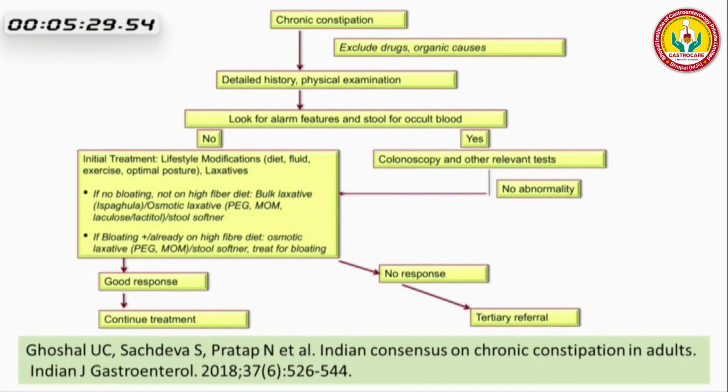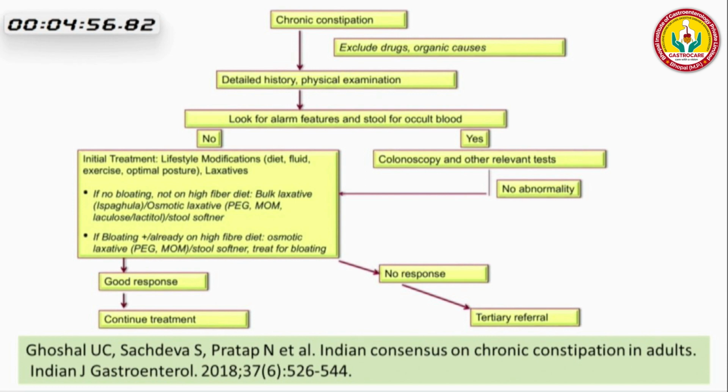Once we have diagnosed that the patient has chronic constipation and there are no alarm features and stool for occult blood is negative, then these patients can safely be started on laxatives. If patient has bloating, then it is better to administer polyethylene glycol or milk of magnesia. If patients do not have bloating, then fiber diet can be initiated depending on the fiber intake of the patients, and other laxatives like lactulose and lactitol can be initiated.